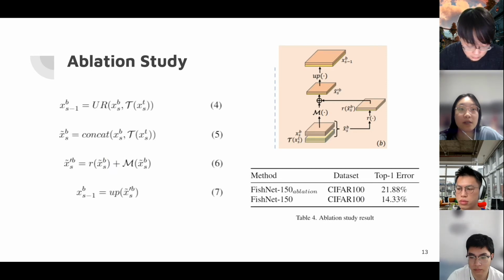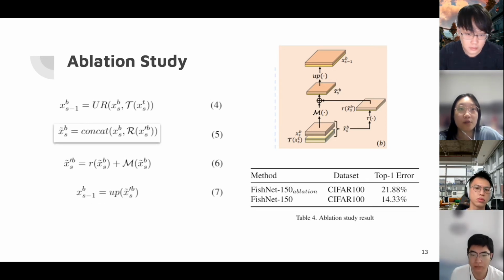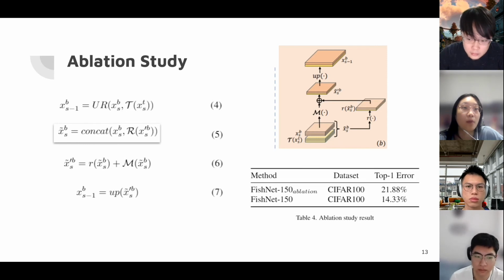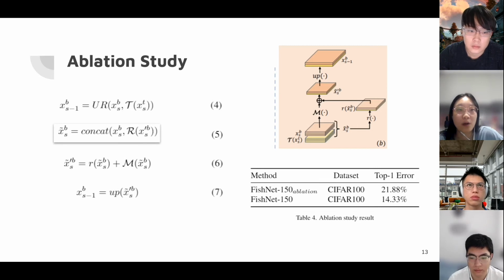Now is the ablation study. The key contribution of FishNet is the design of the skip connection blocks, the UR block and the DR block. The figure in red shows the UR block, which propagates information from deep layers to top layers and uses it to refine the top layers to help with the final task, see equation 4. It can be further broken down into 3 steps: the concatenate step, the reduce channel and refine step, and the upsampling step.